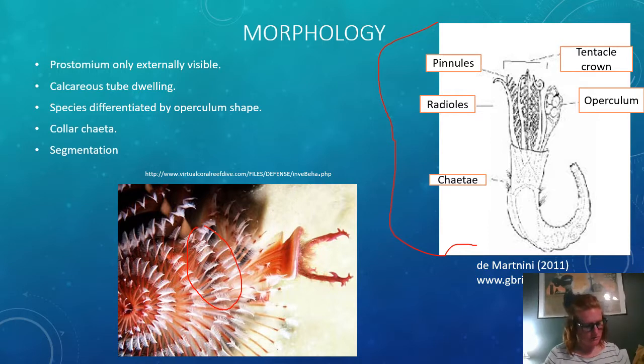According to Tenhove 2011, their collarchaetae and operculum shape help differentiate the different species within the Spirobranchus genus. They are segmented, which means that they do exhibit metamerism and repeating segments. Their anus and their mouth are actually located at the opening of the organism right next to each other, according to Tenhove 2011. They do secrete calcium carbonate, which makes up their tube.